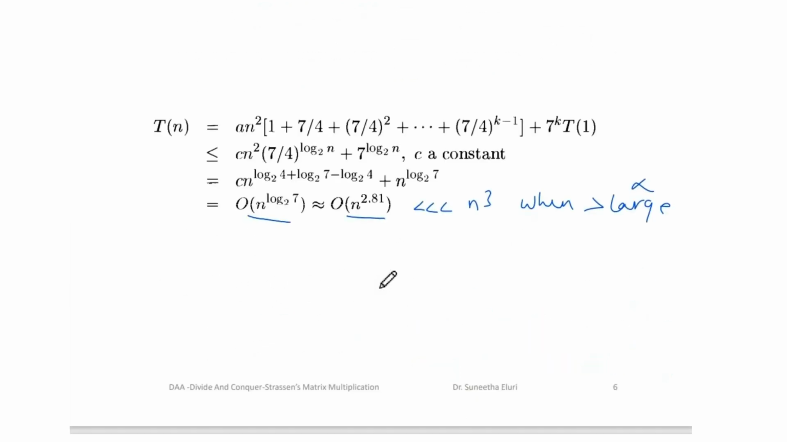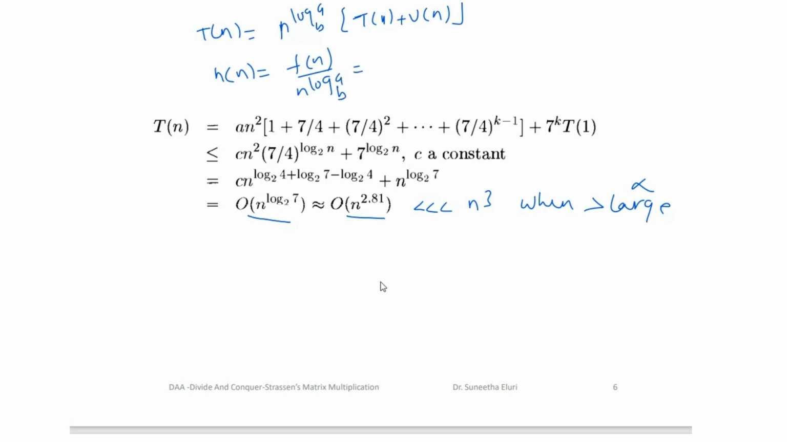So even this one I can calculate with the equation. So T of n is equal to n power log a to the base b T of 1 plus U of n, right? So to find out U of n, I should find out f of n divided by h of n, which is f of n by n power log a to the base b. So f of n is cn square and n power log 7 to the base 2. So cn square by n power 2.81. So this is n power minus 0.81. So then U of n is equal to order of 1. So I am placing that in.